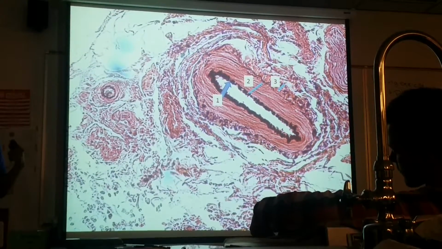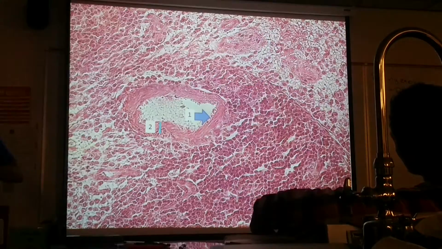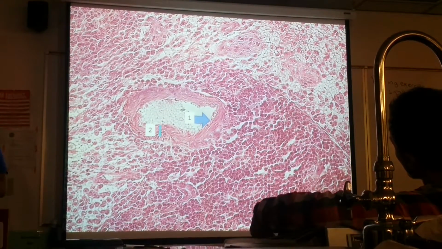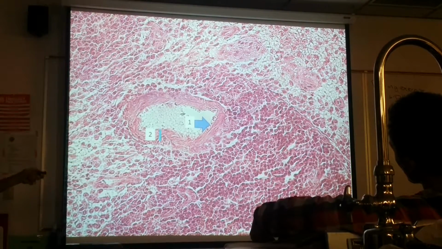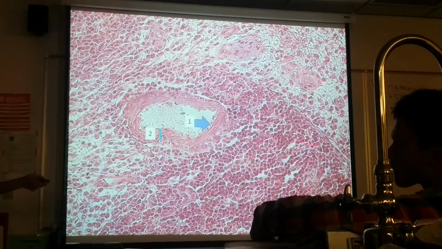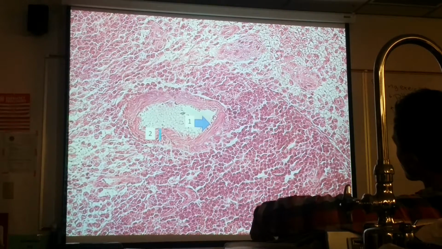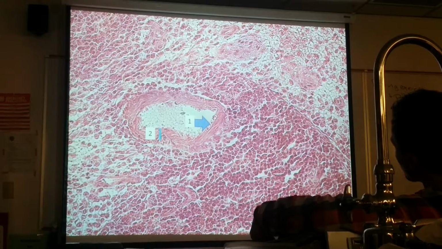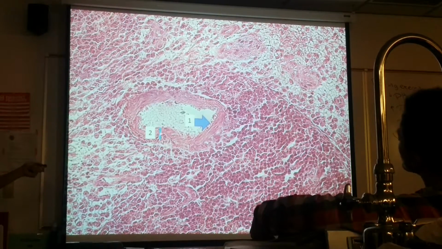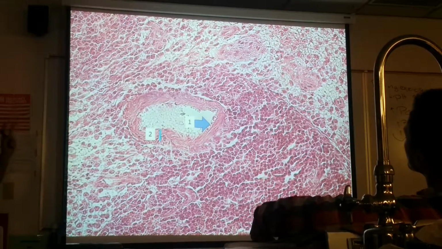Now we get down to a smaller artery. The smallest ones are called arterioles. So this, you can call it a central artery or a central arteriole. It's in the white pulp. And number 2 and number 1 are pointing to the TI and the TM. Because remember, the arteriole, you're down to 2 layers.